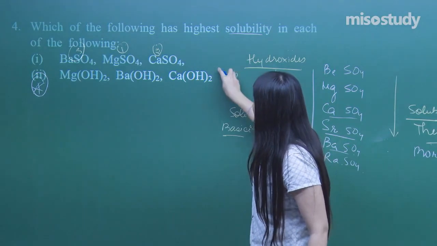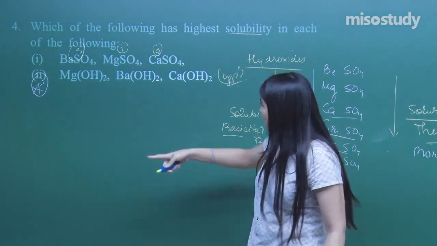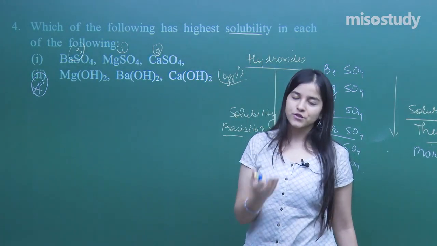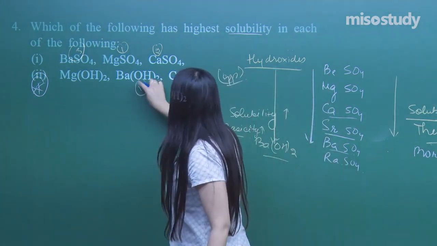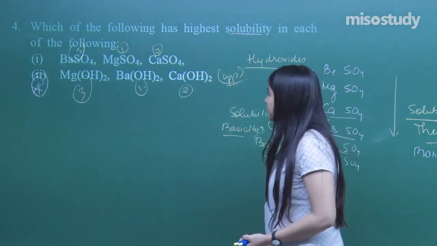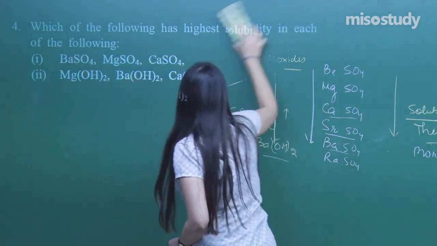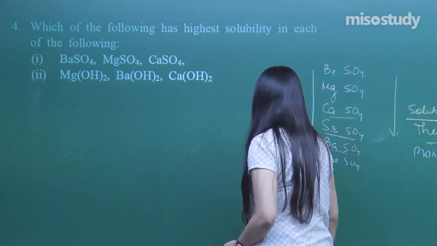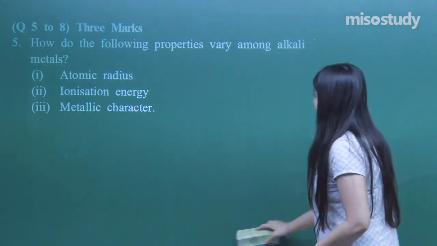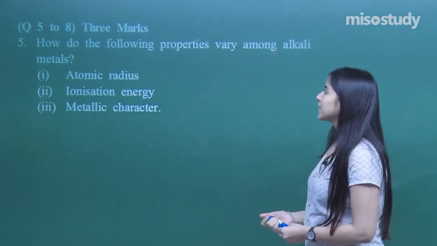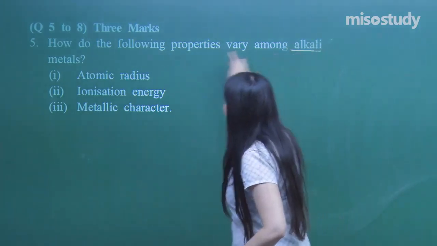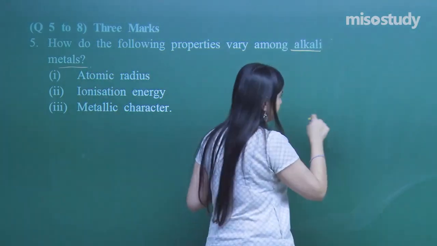So always remember, in case of hydroxides, the order is just the opposite, which is barium must be having the highest solubility because it can give OH negative ions very easily, more basic. So 1, then 2 and then 3. Clear? So I hope everybody is clear with the fact. Now let's move on to question number 5. Now, how do the following properties vary among the alkali metals? So it's a simple question, just the general idea we have to give. They are asking about alkali metals. What are alkali metals? Group 1.